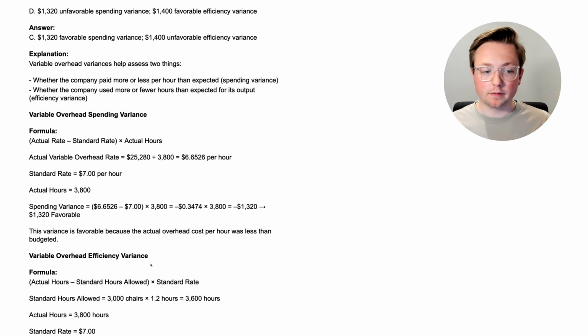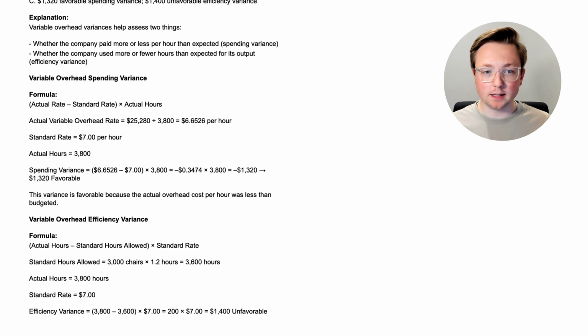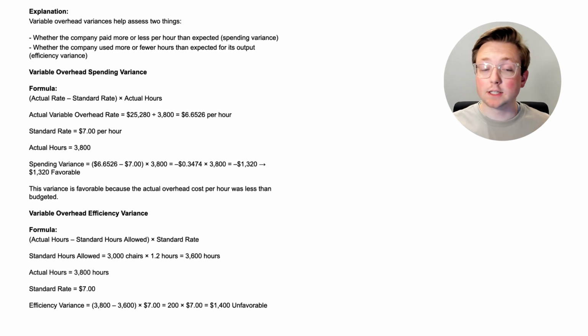Now, to be able to see all of this very easily, let's just scroll down a little bit so we can see mainly the explanation. Okay, so first let's talk about what variable overhead variances help us to know, what they help assess. They help assess two things: whether the company paid more or less per hour than expected, and so that's the spending variance. And again, you can kind of apply that to the other types of variances we've talked about, similar idea. And it also helps assess whether the company used more or fewer hours than expected for its output, and that's an efficiency variance.